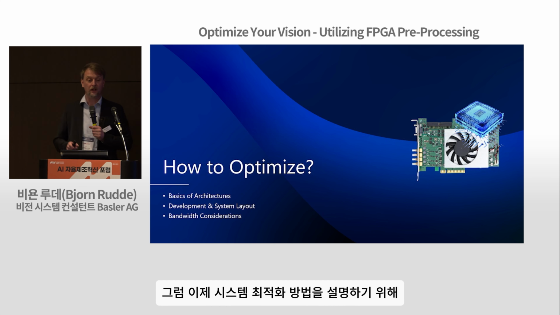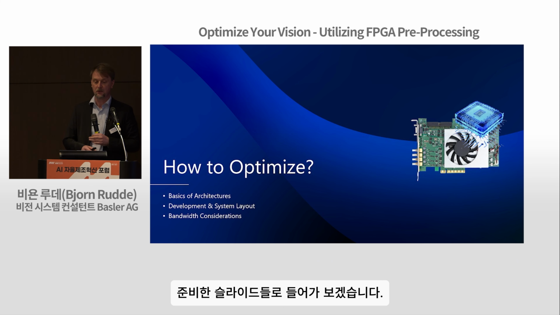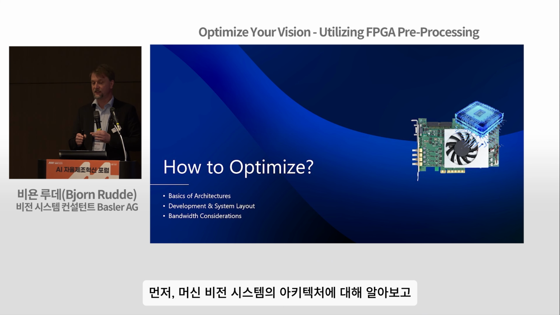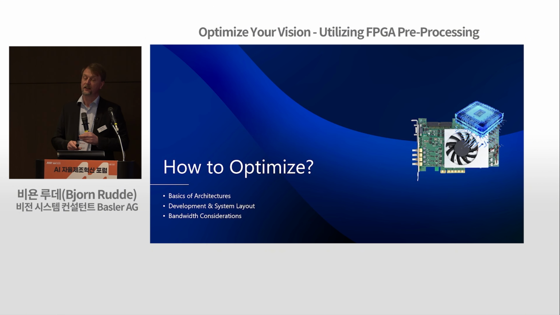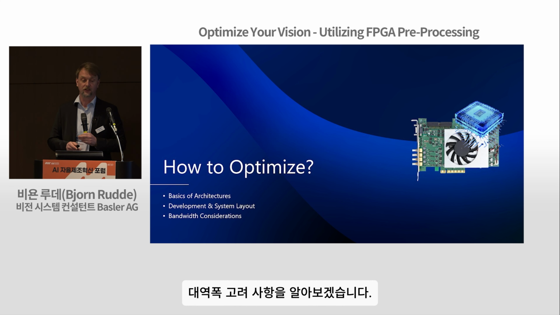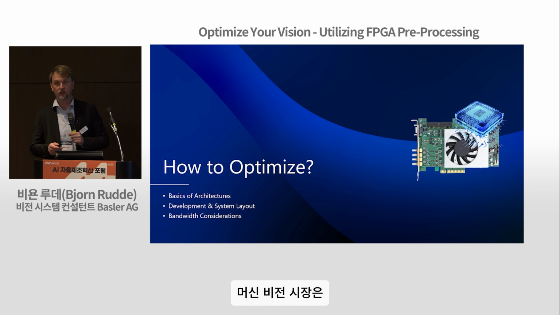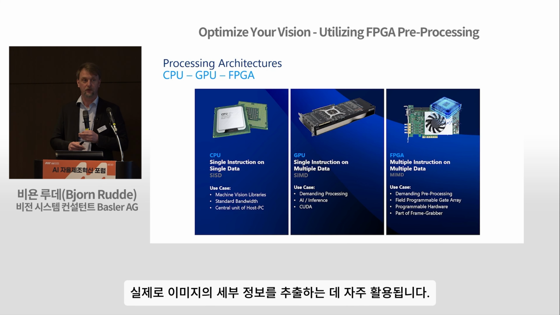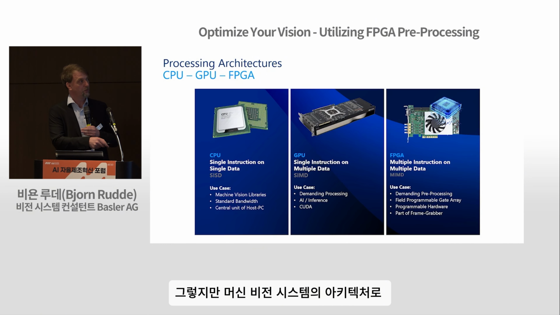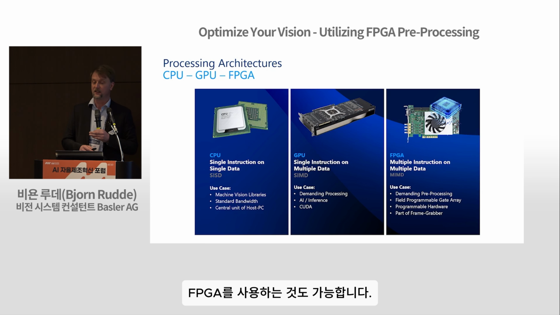So we will now step into some slides explaining how to optimize the system. So what are the basics of the architectures, and then how to develop on this one, and then later on some bandwidth considerations regarding this. So when we look into the machine vision market, when it's about extracting the information out of the images, it's the CPU and the GPU being well known and very often being used for finding these details. But it's also possible using the FPGA as an architecture.